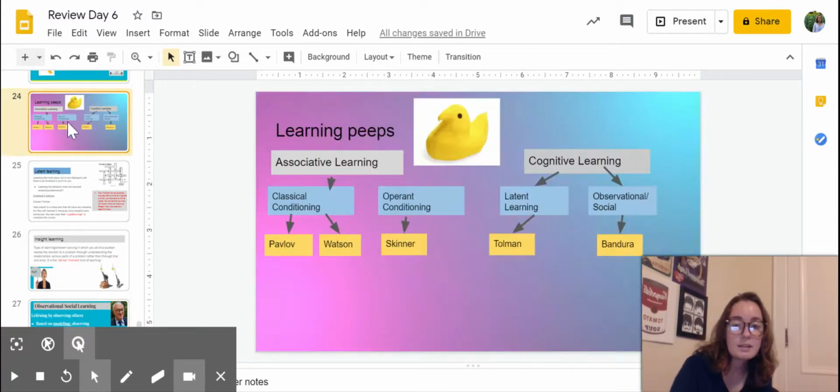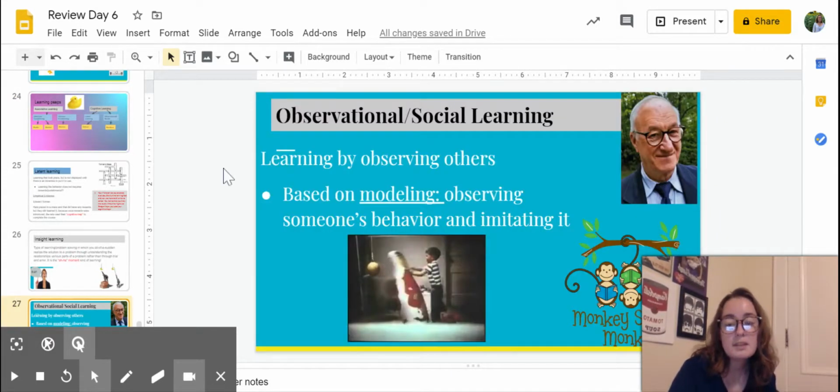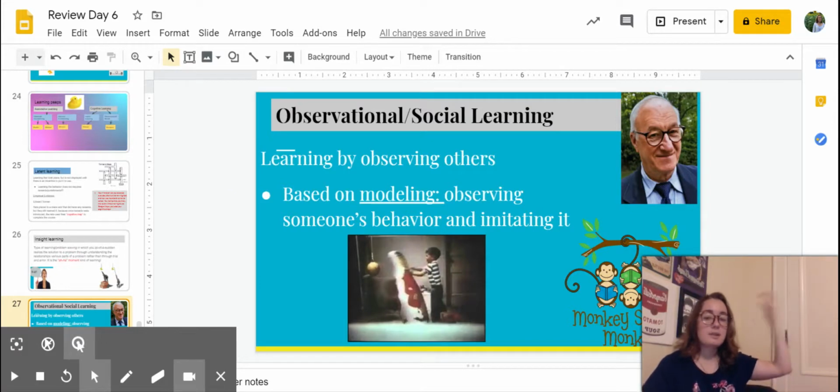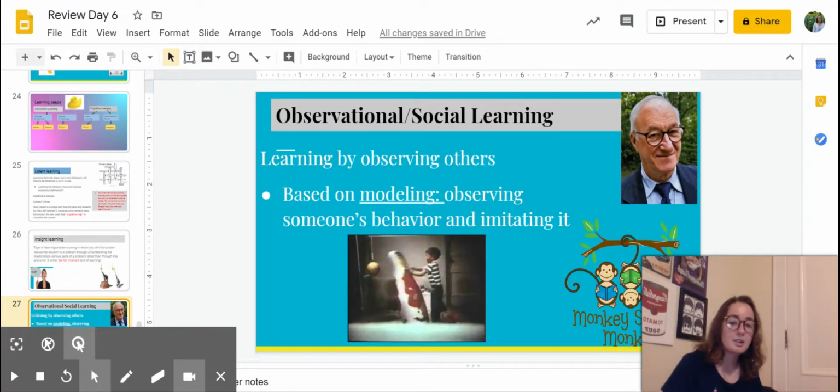The reason he falls under cognitive learning, even though it's very social, is that you're taking in the social information you're observing, but there's a very cognitive component. You have to think and realize, I see little Joey here bashing up Bobo. Let me think about that. He got rewarded for it. Well, I'm going to do it. So there's that cognitive piece of thinking about it and processing it. So observational learning is just monkey see, monkey do, learning by observing others.